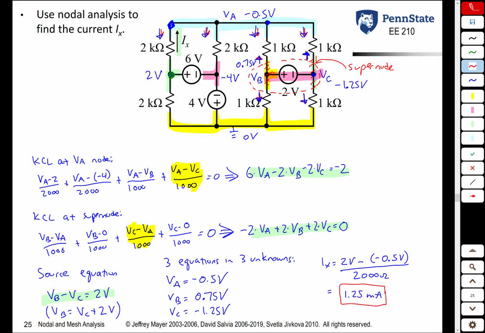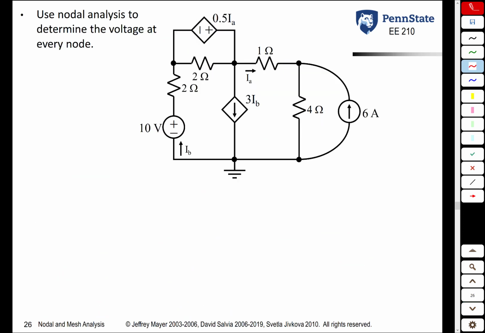So using the Supernode algorithm, we were able to solve this circuit even though we had this floating voltage source. Let's do one more example. This example is going to be a little more complicated because it's going to have dependent sources in there. So the first thing we do is we identify ground. Ground is actually determined for us. So we know that the voltage at this node is going to be 0 volts.